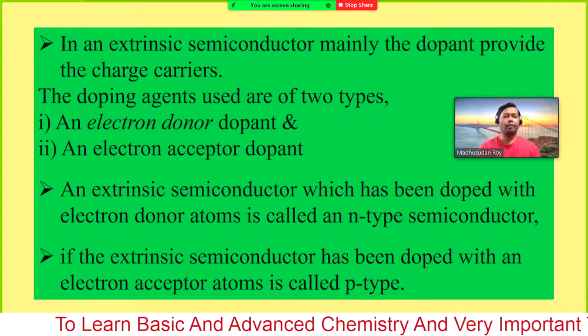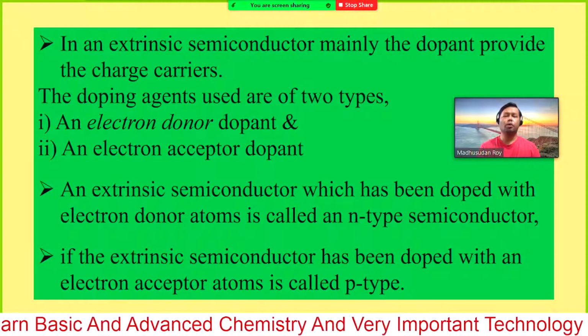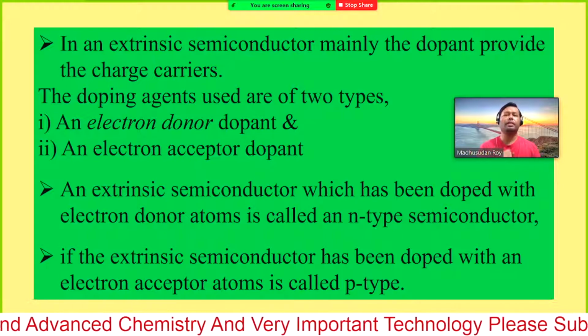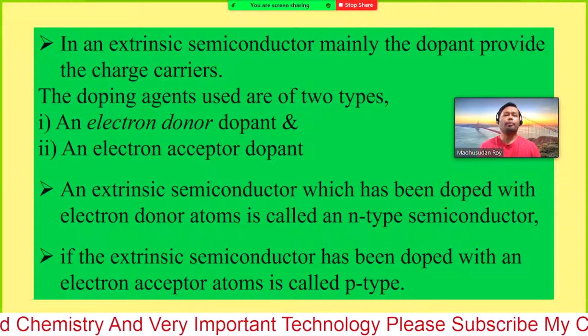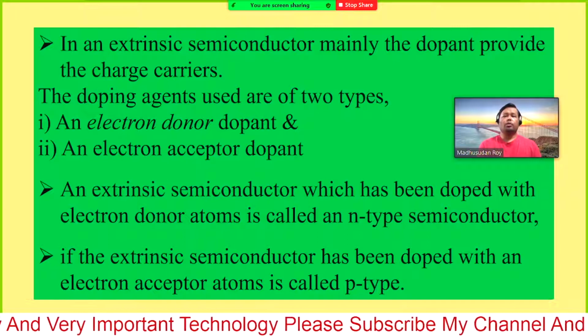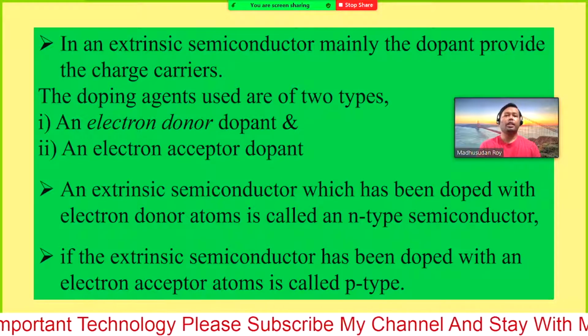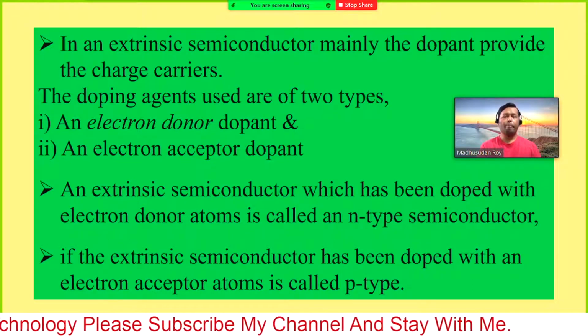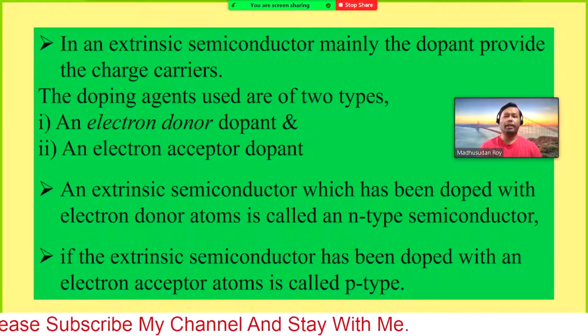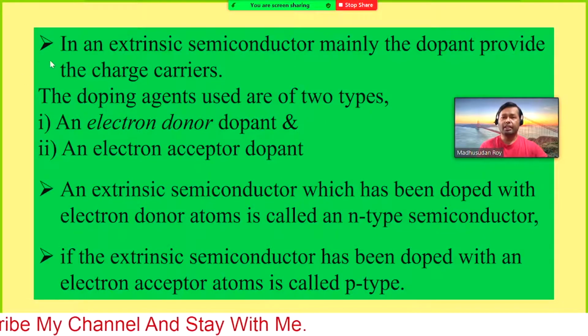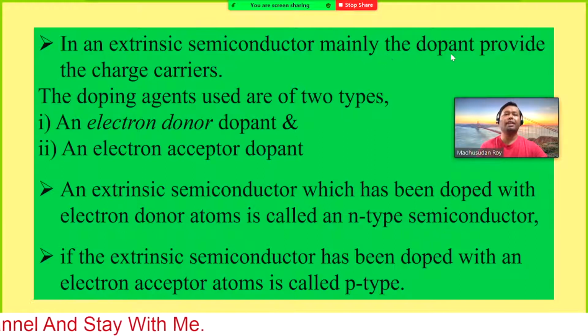If we do not have the charge carrier, in that case no electricity, or very poor electricity, can be conducted. Therefore we are increasing the conductivity by adding some dopant, and therefore we are mentioning the extrinsic. In an extrinsic semiconductor, mainly the dopant provides the charge carriers.